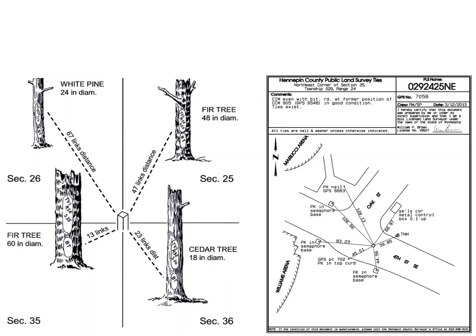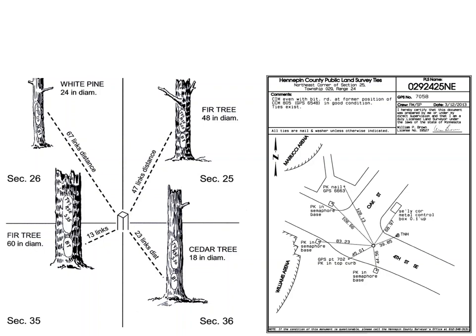If the monument goes missing for some reason, road construction or whatever, the ties that were established on this tie sheet can help reestablish that monument's location. So it's the same processes used today as they were way back.